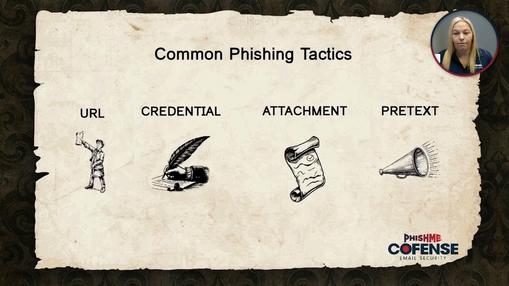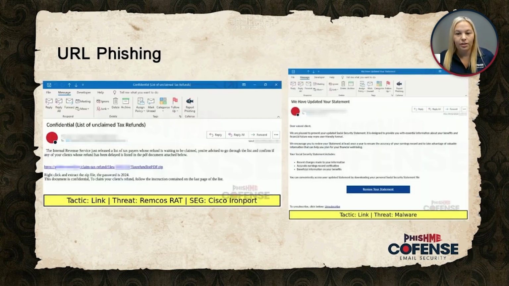To start things off, on the screen here, you will see common phishing tactics. We are going to dive into each of these to explain what they are and how they work. First up is URL phishing. This tactic entices the recipient to take action by clicking on a link within the email body. Once that click occurs, it can lead to several different scenarios that we'll talk about throughout the presentation, all centered around getting sensitive information from you.